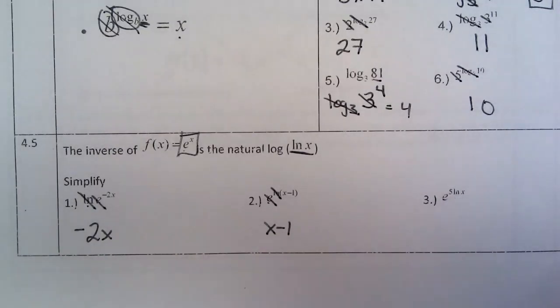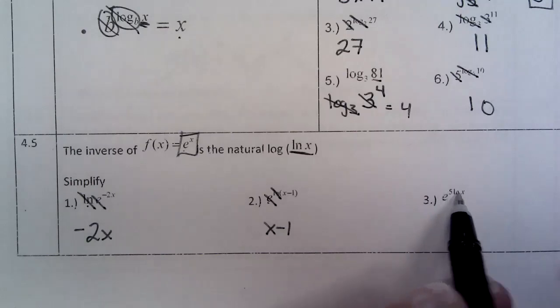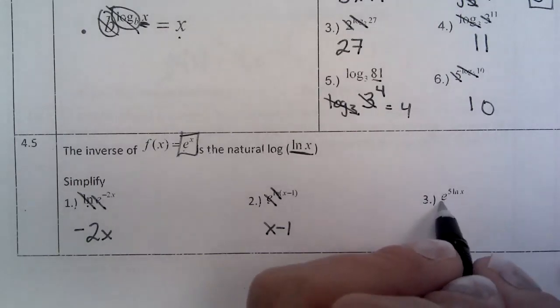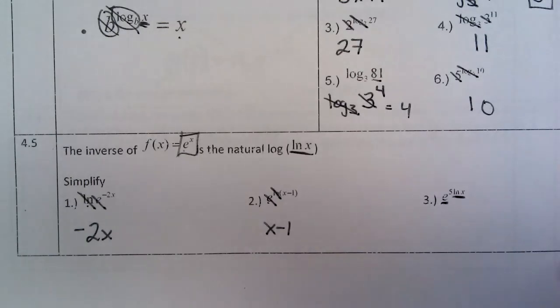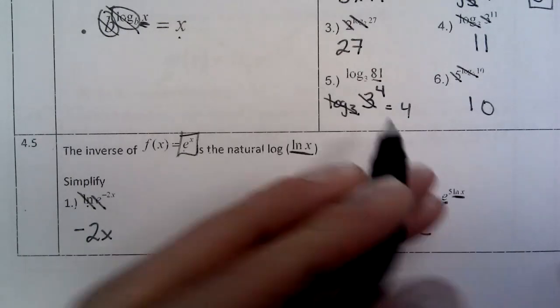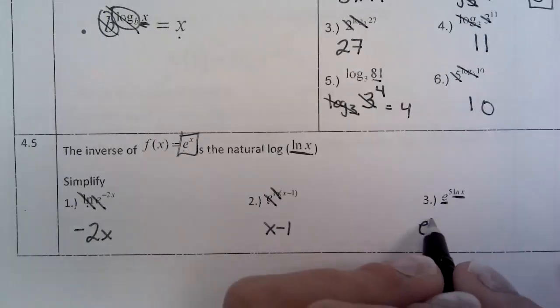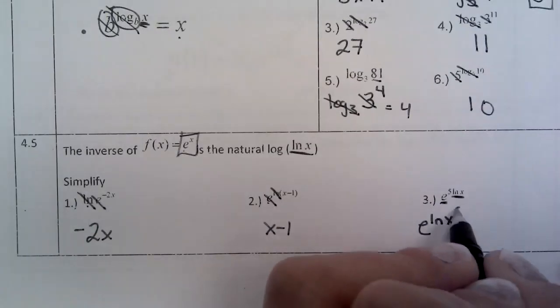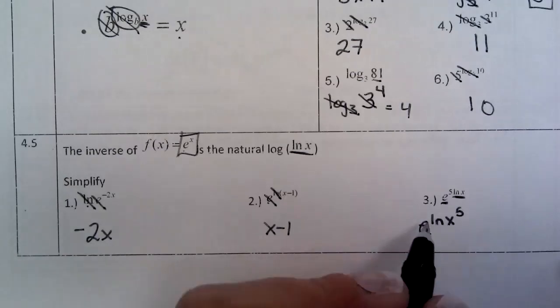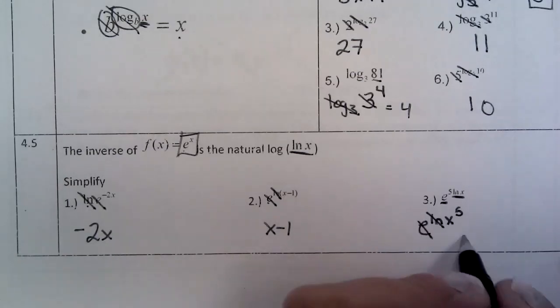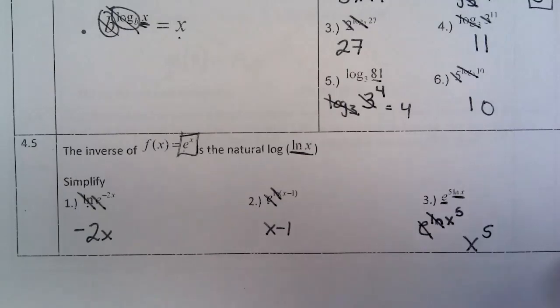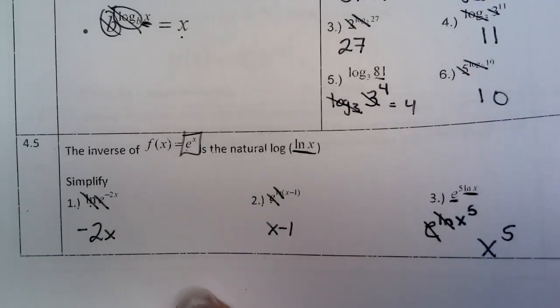So here I have e to the 5 ln x. Well, I need to rewrite that because this e and this ln of x are not next to each other. So I'm going to have to rewrite that using my properties of logs. So it's going to be e to the ln of x to the 5th power. Now I can cancel that e and that ln, and I'm left with x to the 5th power. So make sure you remember these rules. They're very important because we're going to start solving problems using these rules in just a minute.